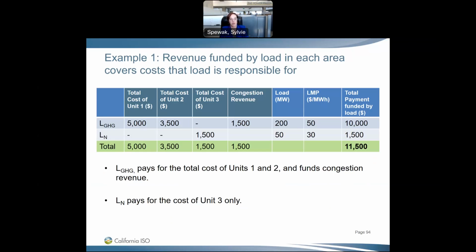But we're going to use this money to only cover the costs that each load is responsible for. So of that $10,000, we'll start at the beginning of this chart now, and we'll use that money to cover the total cost of Unit 1, the total cost of Unit 2. We don't use it to cover any costs of Unit 3 because that wasn't economic to serve the GHG area, and load in the GHG area covers the cost of congestion. Finally, we use all $1,500 of the payment funded by load in the non-GHG area to cover the cost of Unit 3.